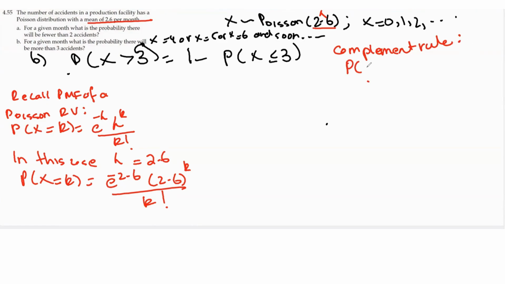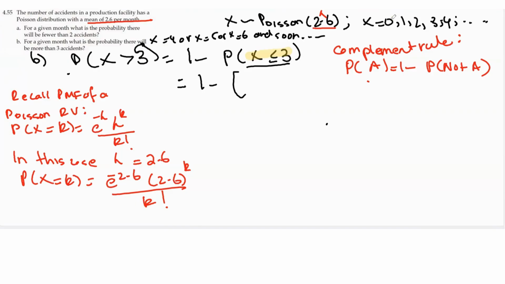Complement rule: probability of A is 1 minus probability of not A, right? So probability x is greater than 3 is 1 minus probability x is less than or equal to 3. With a Poisson random variable, typically when you see probability x is greater than a, or x is greater than or equal to a, you want to use the complement rule, because instead of adding an infinite number of terms, you will just be adding a finite number of terms. So now, probability x is less than or equal to 3. Again, we need to know what values this random variable can take on to identify what values to include. We know it takes on these values, and so on. So we know from here the probability x is less than or equal to 3.